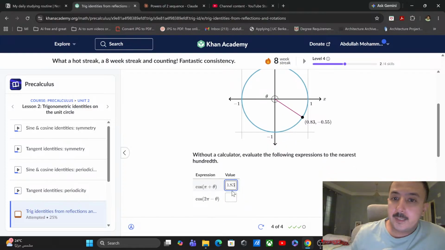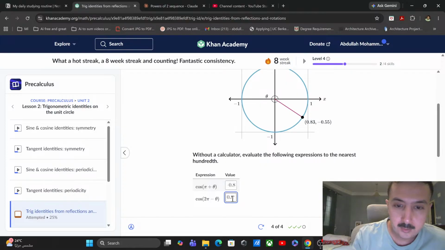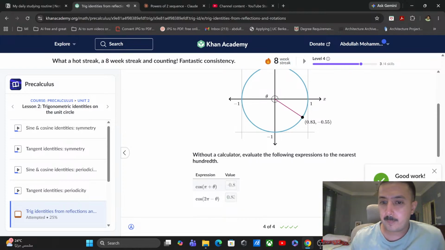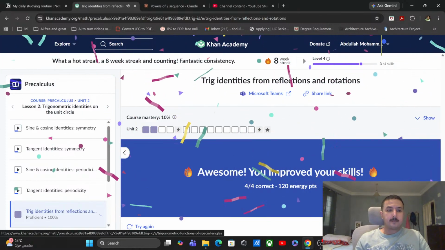And 2 pi minus theta, this is 2 pi minus theta, it's going to be 1, 2, 3. It's going to be here, and here it's going to be 0.83. The cosine is going to remain the same. Okay.